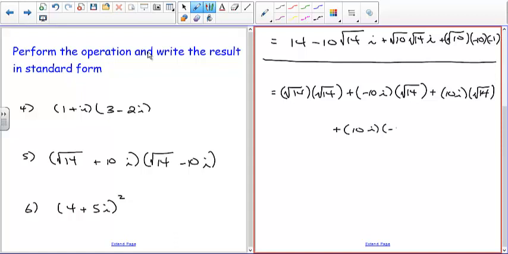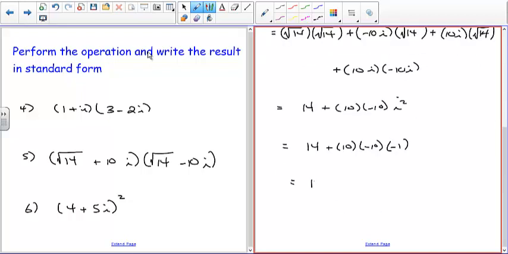And then you have positive 10i times negative 10i for the last. So the first one you get square root of 14 times the square root of 14, which is 14. This is the opposite of that in terms of sign, so you get negative 10 square root of 14 times i. Here you get positive 10 square root of 14 times i. So those two cancel out. And then you have the last one, which is going to be 10 times negative 10 times i squared. So i squared is going to be negative 1. So replace i squared with negative 1. And so what you've got is 14. Here we've got 10 times negative 10, which is negative 100, times negative 1 is positive 100. So the answer is 114.